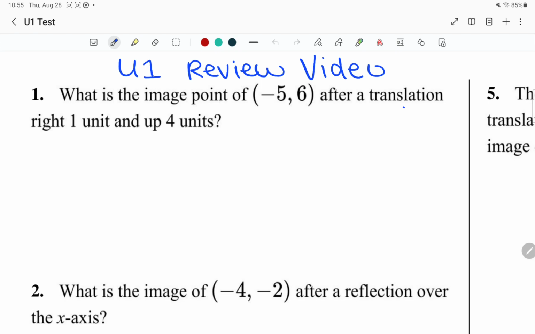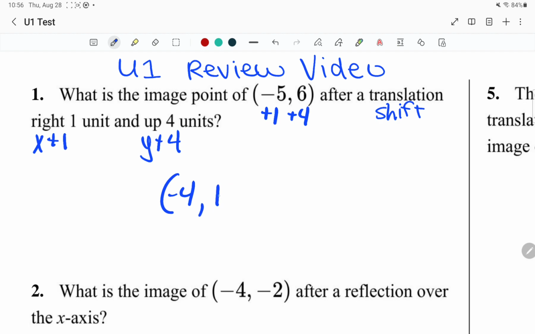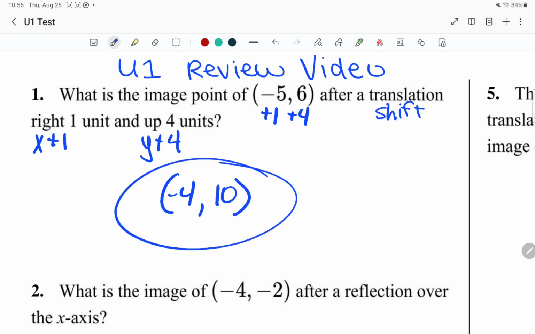What is the image point of -5, 6 after a translation? So translation is just a shift. Right 1 unit, so right is the x direction, right is +1, and up is y direction, up is +4 units. So what I'm going to do is I'm going to take my x value, add 1 to it, take my y value and add 4, and that's going to get me my answer. So -5 plus 1 is -4. 6 plus 4 is 10. And that's how we do that one.